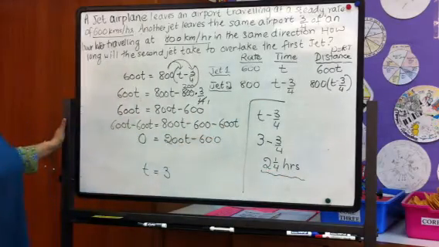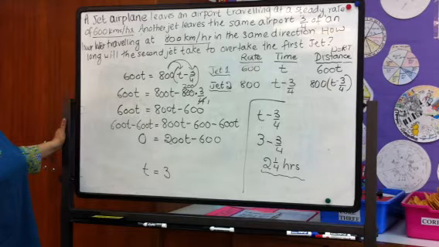So our final answer is, it will take 2 and 1/4 hours for the second jet to overtake the first jet.